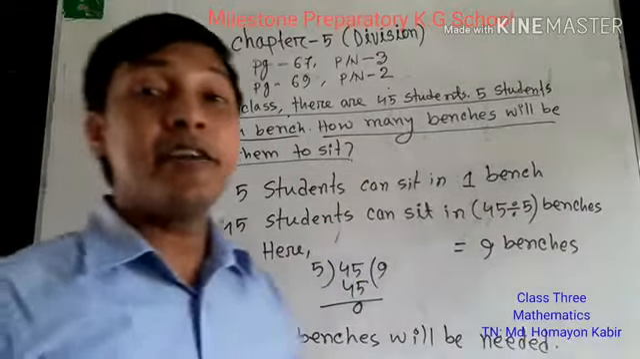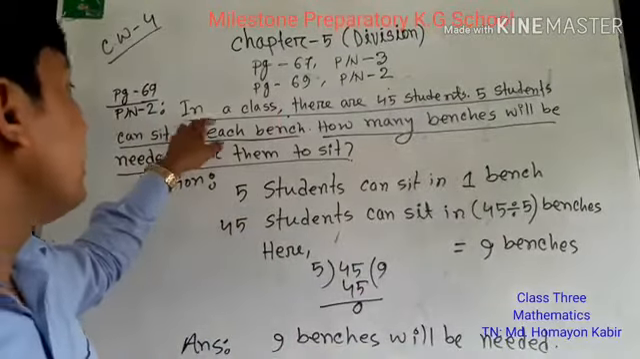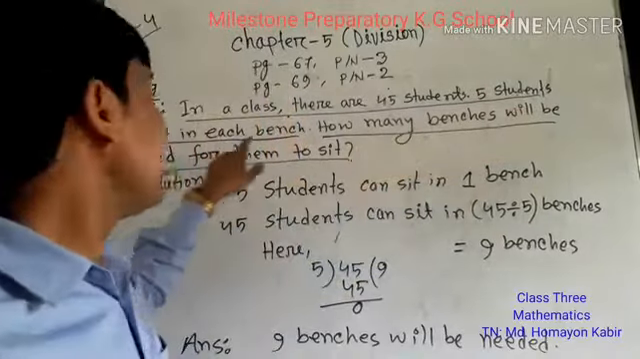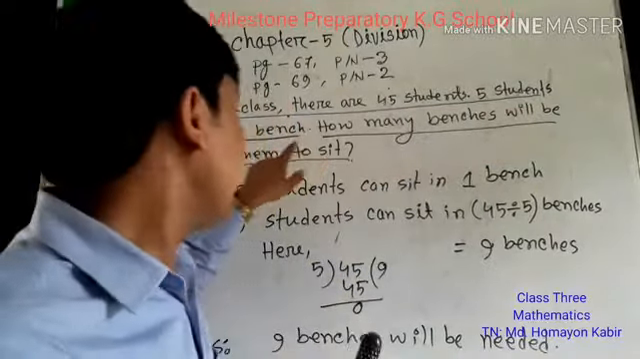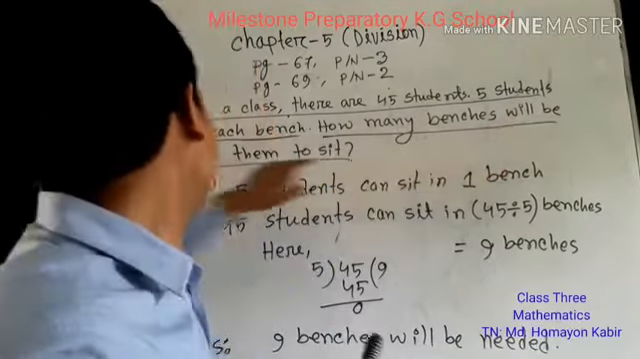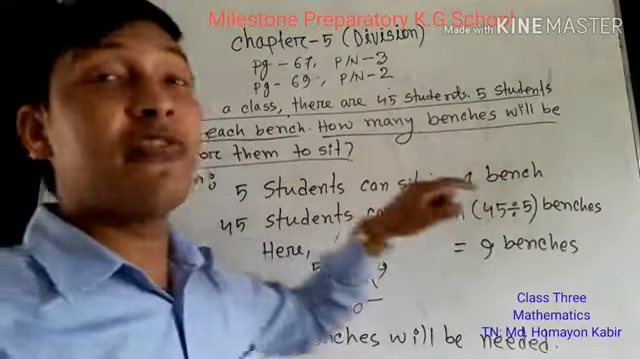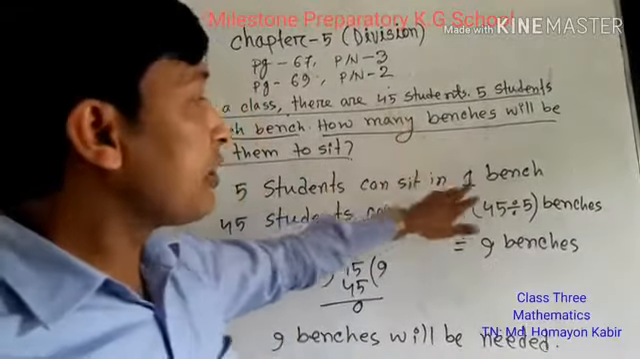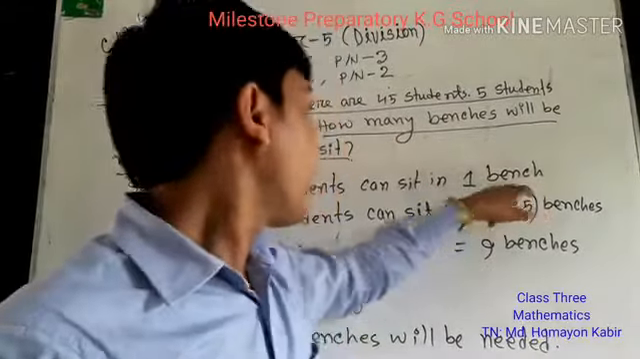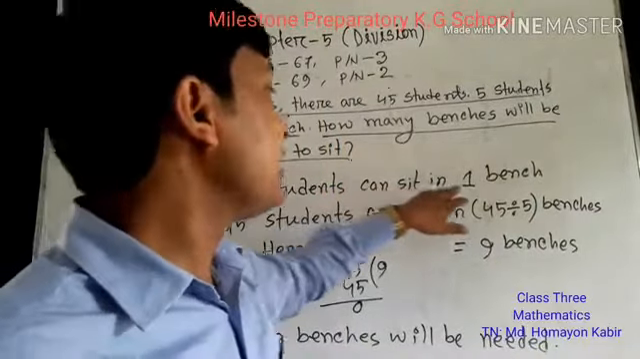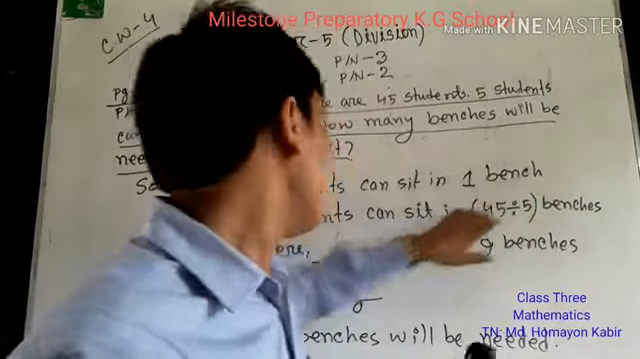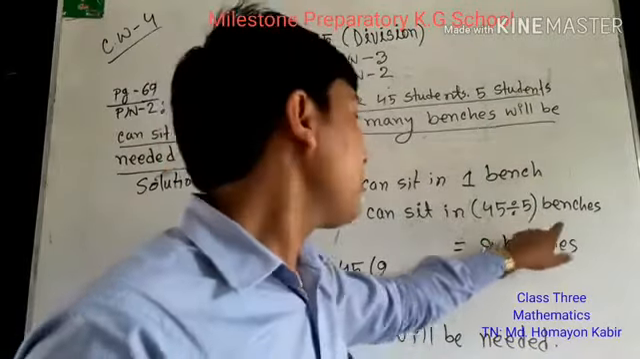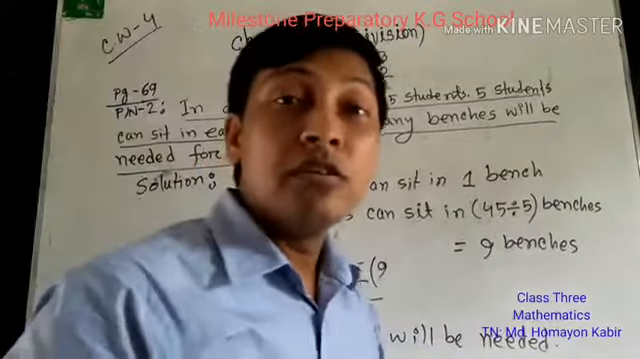So students, again I repeat, look here. In a class there are 45 students. 5 students can sit in each bench. Each bench means one bench. How many benches will be needed for them to sit? We'll find the number of benches. So this is asking part, and asking part we keep on the right side. So 5 students can sit in one bench. Then 45 students can sit in 45 divided by 5 benches. Now we have to do rough work.